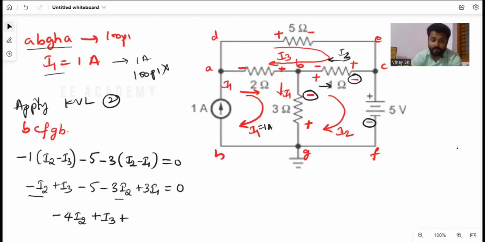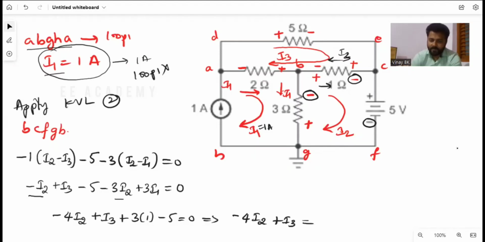But what is the value of I1 here? I1 is nothing but 1 ampere, plus 3I1. That is nothing but 3 into I1 value, which is 1, minus 5 equals 0. You'll get 3 minus 5 is minus 2. We'll send that to the right side. It will become minus 4I2 plus I3, plus 3 minus 5 is minus 2. If you send that to the right side, it becomes plus 2. This is equation number 1.